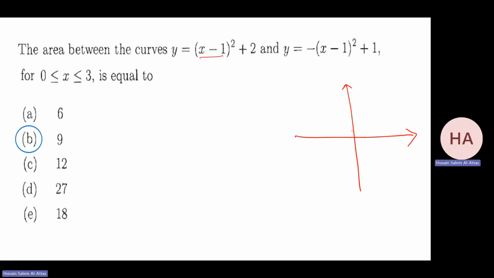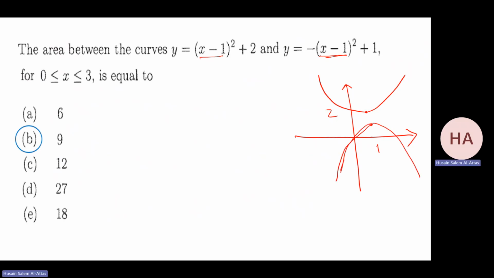The vertex is at (1, 2) and the parabola opens upward. And this other one is a parabola with vertex at (1, 1), and it opens downward. It passes through here, like this.